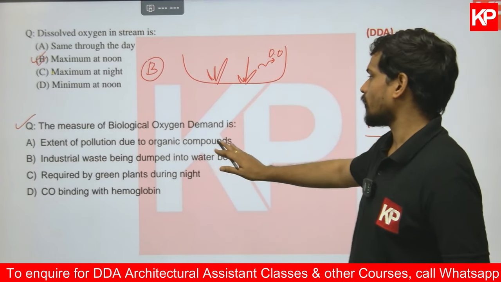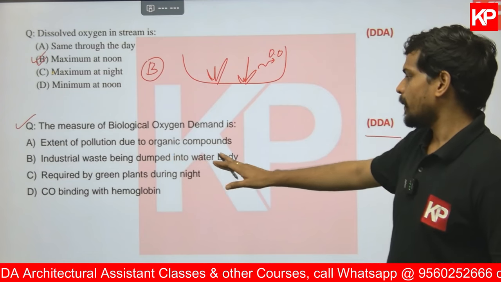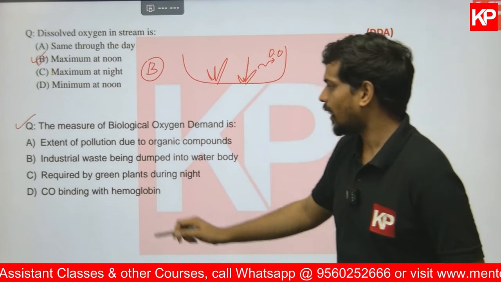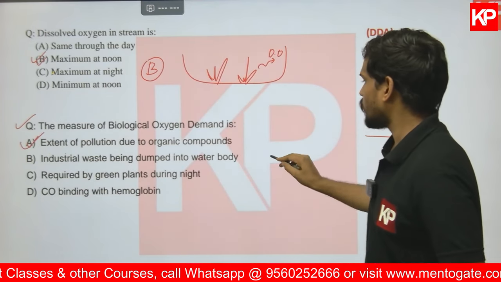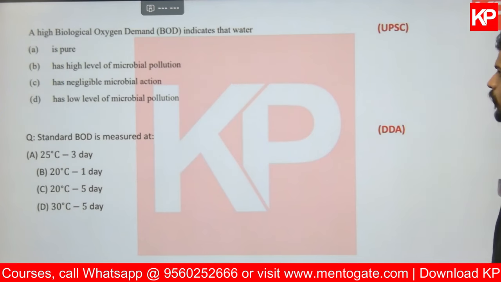Extent of pollution due to organic compounds, industrial waste being dumped into water body, required by green plants during night, carbon monoxide binding with hemoglobin. The answer is A. Extent of pollution due to organic compounds. We have discussed the definition of BOD.